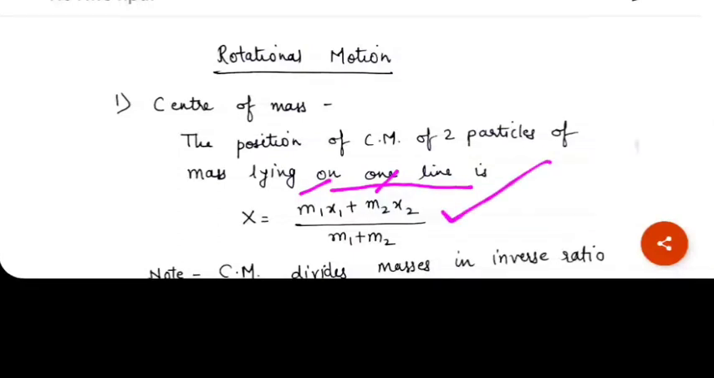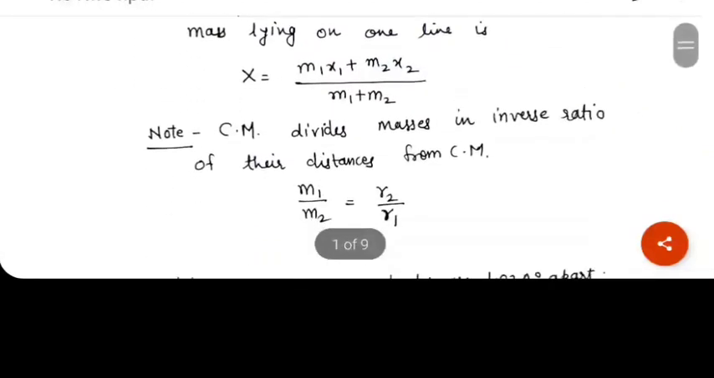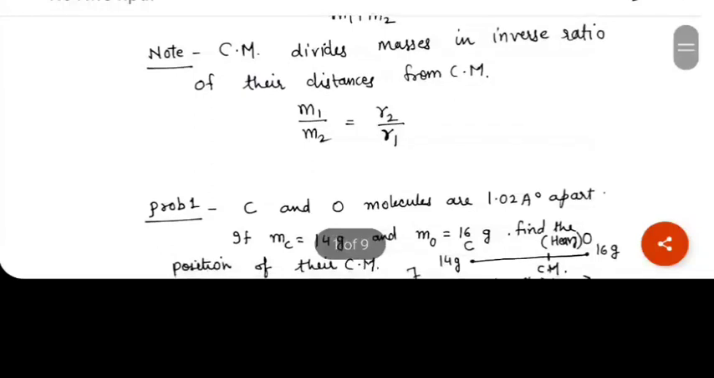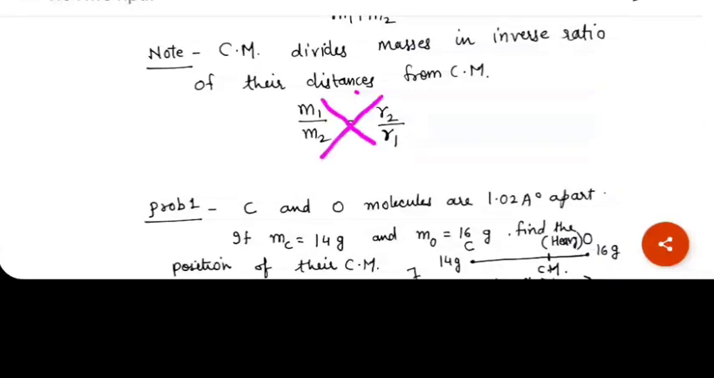Now, the trick for CET is if the center of mass divides masses in the inverse ratio, then we can apply the shortcut formula for this inverse relationship. So, mass 1 is related to its distance from the center of mass. Mass 2 is related to its distance from the center of mass.